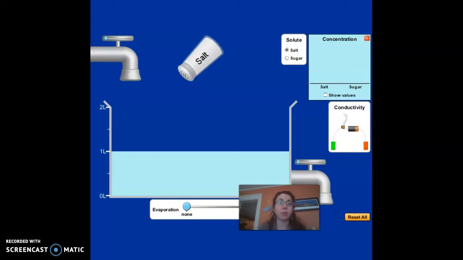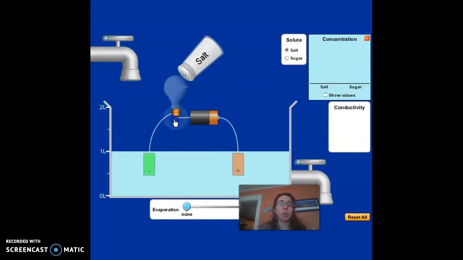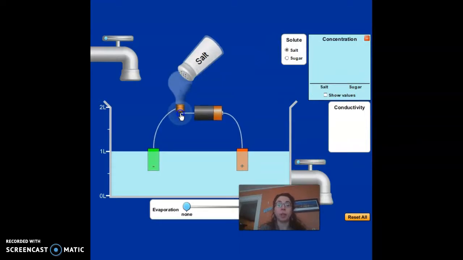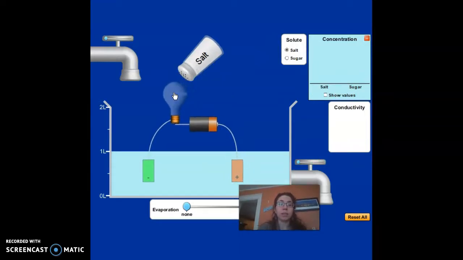Okay, so now that you're ready, we are first going to test the conductivity of pure water. Now this is not the water that you get out of your sink, but it's distilled or purified water. So looking at this conductivity tester that you see here, it is currently not lighting up. So that means that water does not conduct electricity, or the light bulb is not glowing.